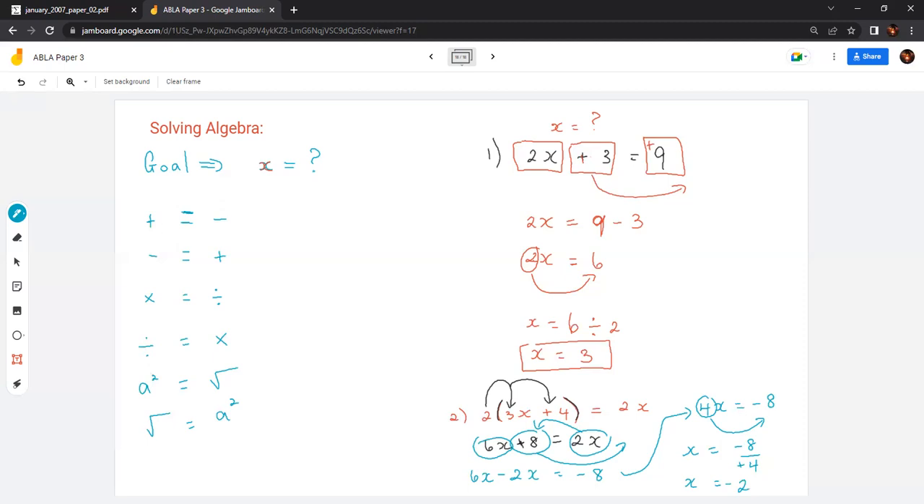So in solving algebra, your goal is to get all the x's on one side, all the whole numbers on the next. Think of your equal sign as a portal, where once you carry these operations across, you perform the opposite operation.